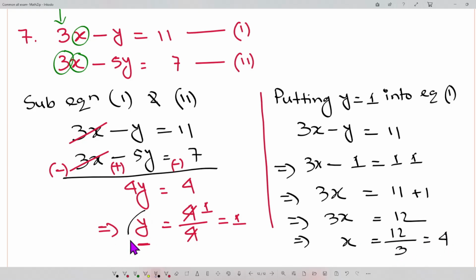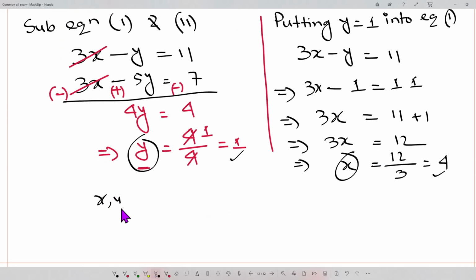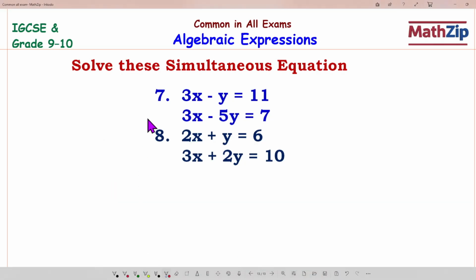So y equals 1, x equals 4. Our answer is x equals 4 and y equals 1. Very simple. Do you have any questions? If yes, please write a line in the comment section. So number 7 is done. Number 8.